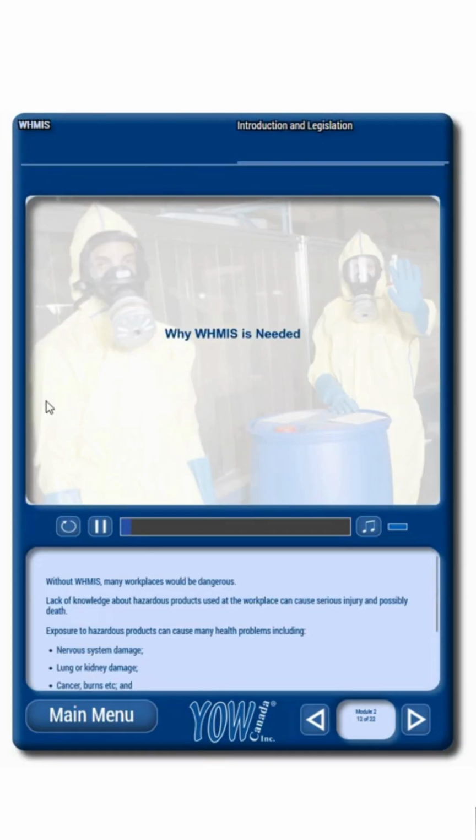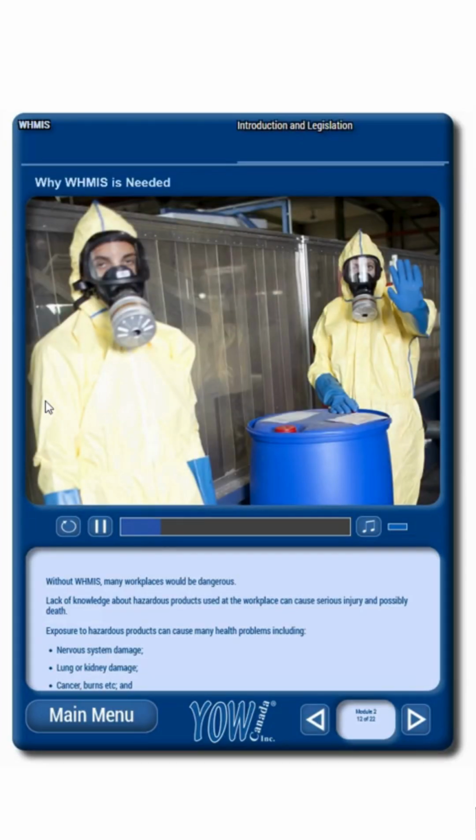Why WHMIS is needed. Without WHMIS, many workplaces would be dangerous. Lack of knowledge about hazardous products used at the workplace can cause serious injury and possibly death. Exposure to hazardous products can cause many health problems, including nervous system damage, lung or kidney damage, cancer, burns, etc., and skin damage. Additionally, some hazardous products can cause fires or explosions and are considered to be safety hazards.